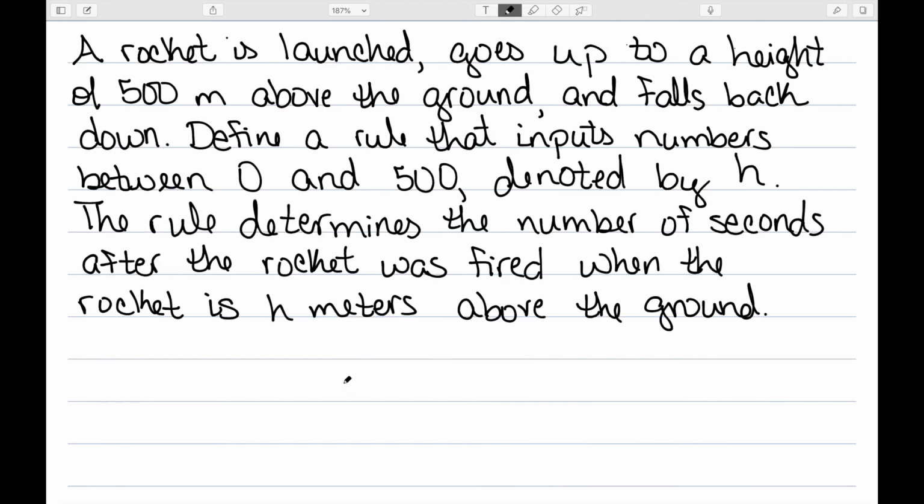Let's do one last example. This time we have a rocket that's launched, goes up to a height of 500 meters above the ground, and then falls back down. I want to define a rule that inputs numbers between 0 and 500. We're going to denote that by h. Our rule then determines the number of seconds after the rocket was fired when the rocket is h meters above the ground. And this one is actually not a function.